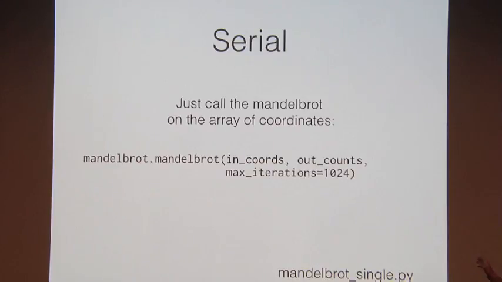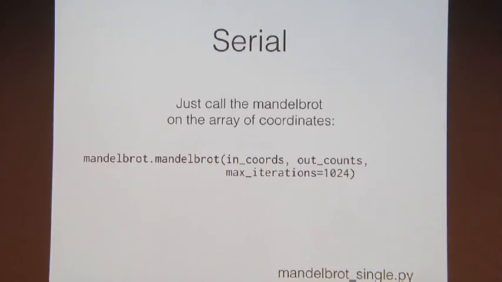So the serial version, right? We just took some coordinates, an array of complex numbers, and then an output array, and we just call this function. I don't have the code up here; if you want to look at it, just pull it up in the repository. It goes through and takes each coordinate out of the input array, churns on it for a while, and then writes out a count to the output array.